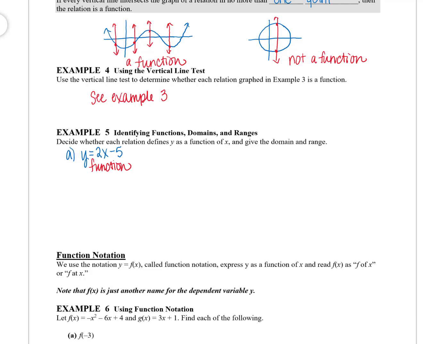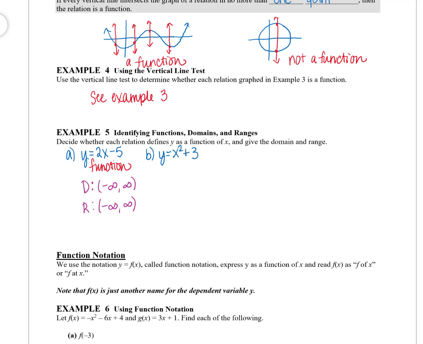For the domain, do you see how you could plug any real number in for x? And so to show that, we just go from negative infinity to positive infinity. And for any number multiplied by 2, subtracting 5, you're going to get an output that could be any real number, and so this is all real numbers also for the range. So remember, the domain is the set of all x values, and the range is the set of all y values. Part B, we have y is equal to x squared plus 3.